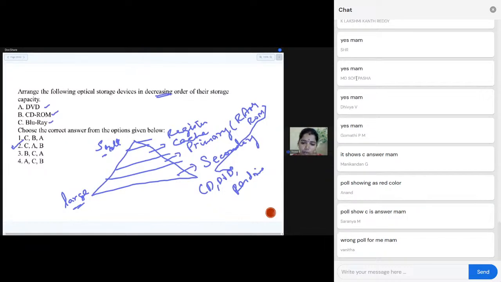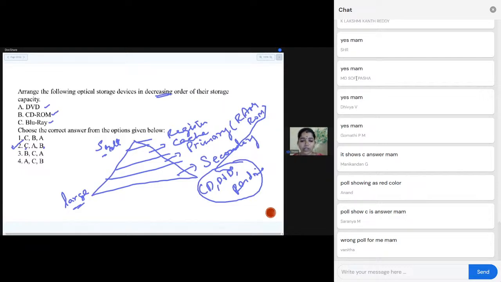Here we are going to focus only on secondary storage devices: CD, DVD, pen drive. Which will have the lowest memory? Sorry, Blu-ray will be the lowest, A is our DVD, and B has the smallest one. C will have the largest one. Clear? Sorry Vanita, the answer is B actually. I clicked the wrong one. The answer is B.